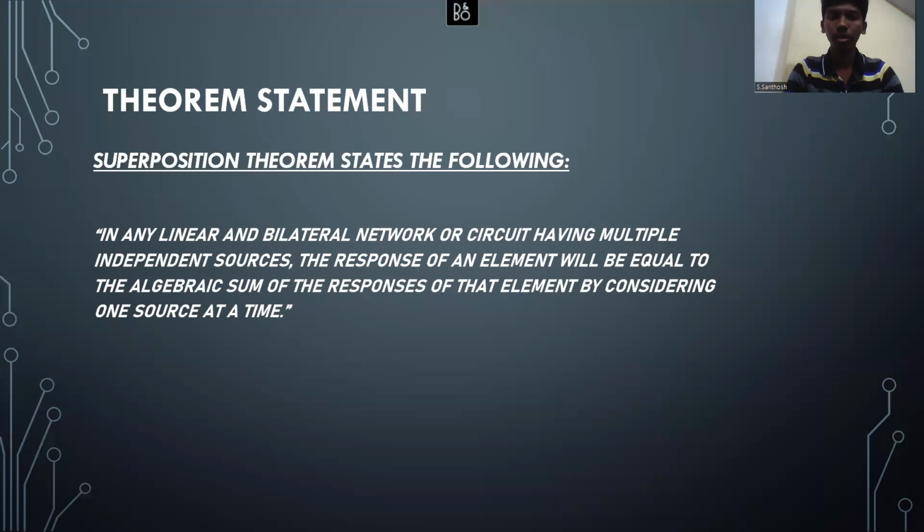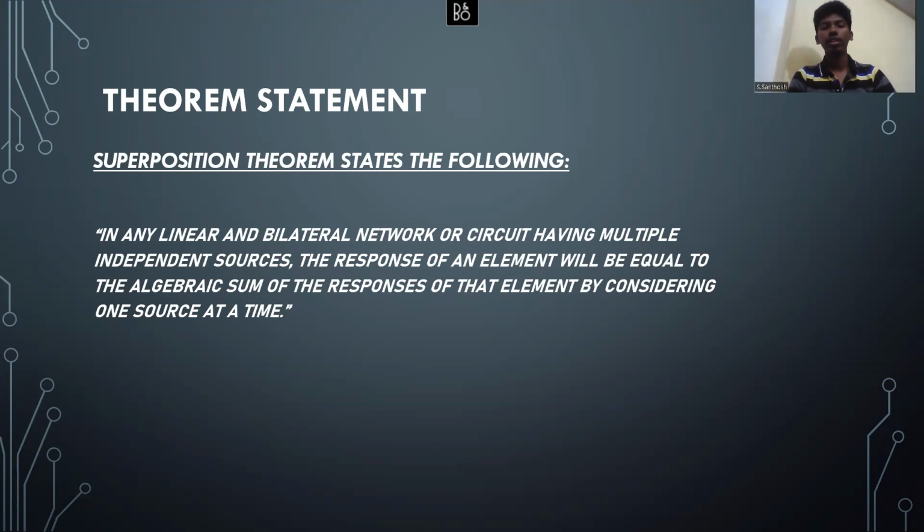So let's see the proper definition of it. This is the proper definition for the superposition theorem. Superposition theorem states the following. In any linear and bilateral network or circuit having multiple independent sources, the response of an element will be equal to the algebraic sum of the responses of that element by considering one source at a time.